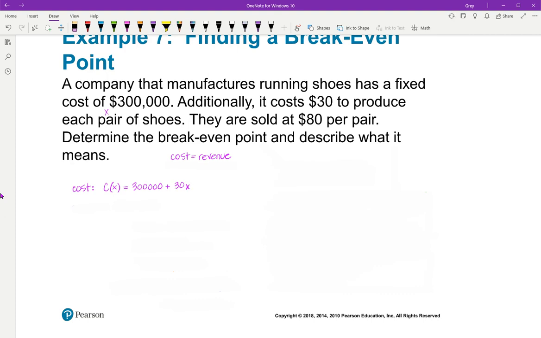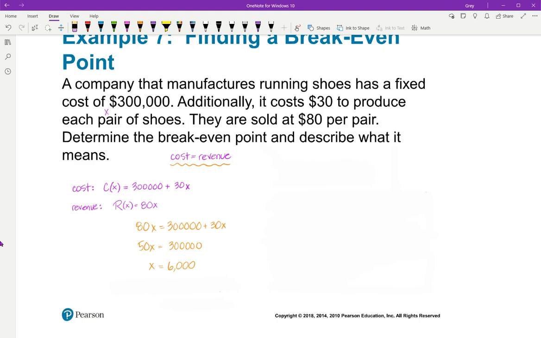Now my revenue is the money I bring in. And my revenue, denoted with the capital letter R of X, is $80. I get $80 for every pair of shoes I sell. So if I want to find out where the cost is equal to revenue, I'm going to set these two equations equal to each other. 80X is equal to 300,000 plus 30X. So subtract my 30X, divide by 50, and I find out that if I sell 6,000 pairs of shoes, I will break even.